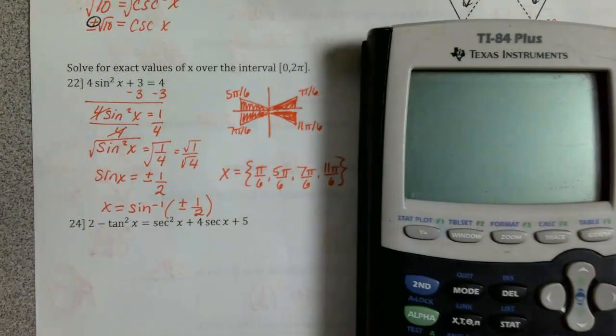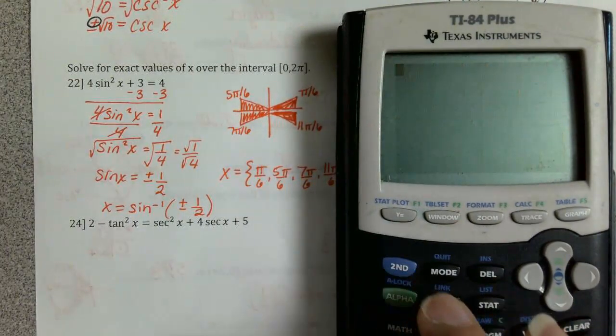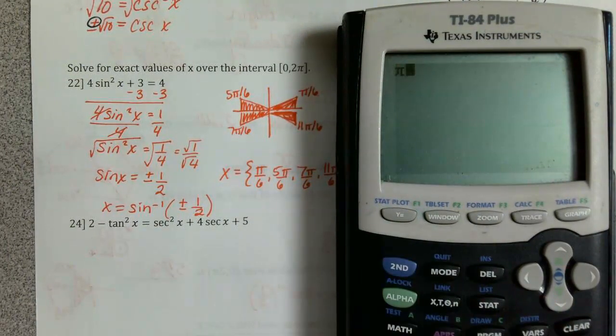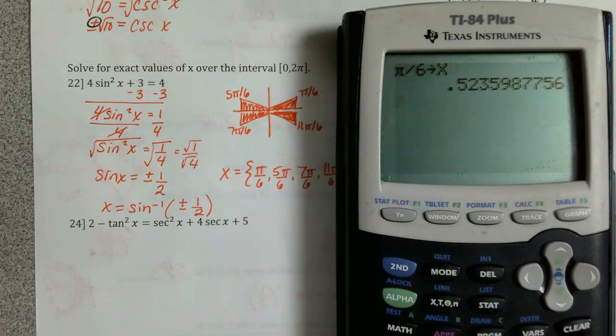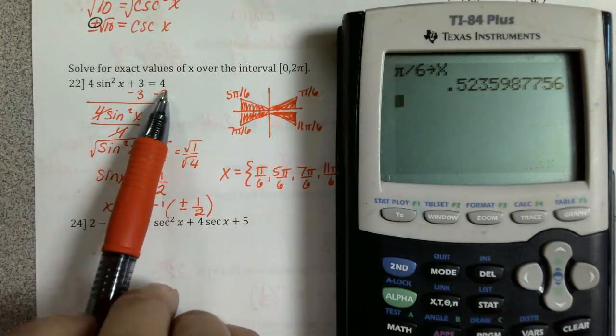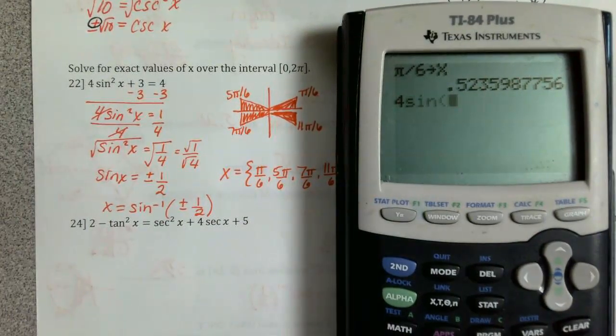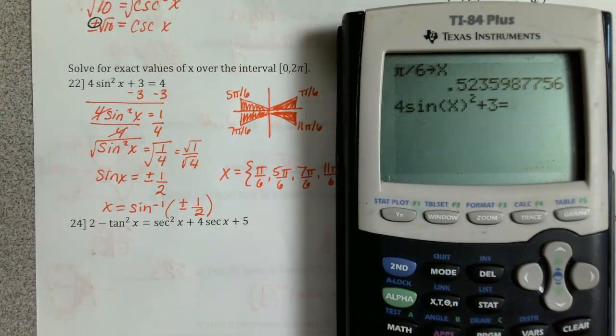And to check those answers, we're going to store them one at a time in the calculator. So we'll start with pi over 6, and we'll store that as x. And then we're going to enter our original equation, 4 sine of x squared plus 3. And second math gets us the test menu. Number 1 is the equals, and then our 4.